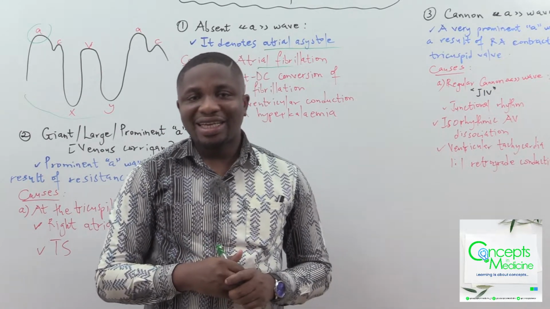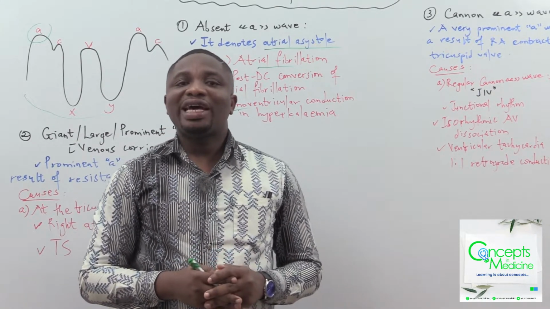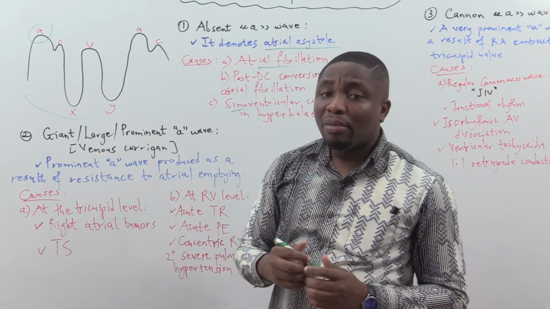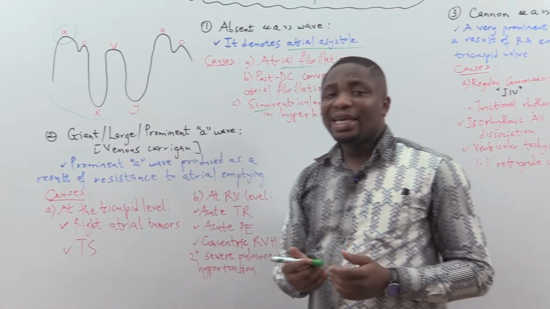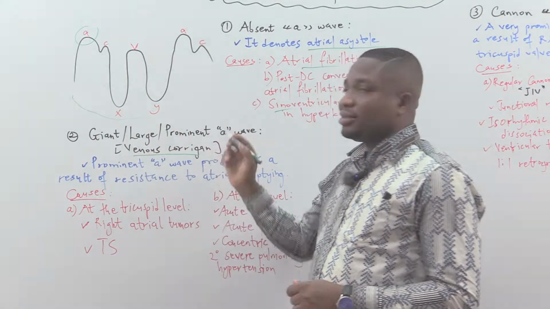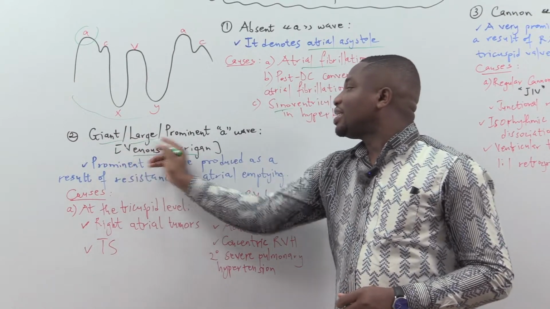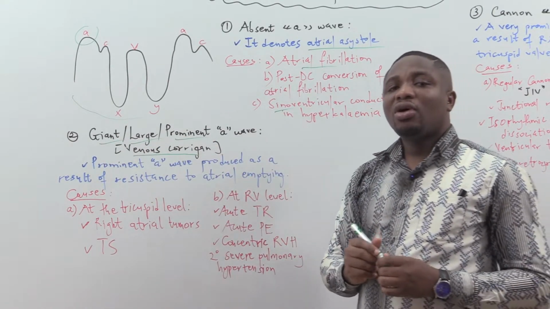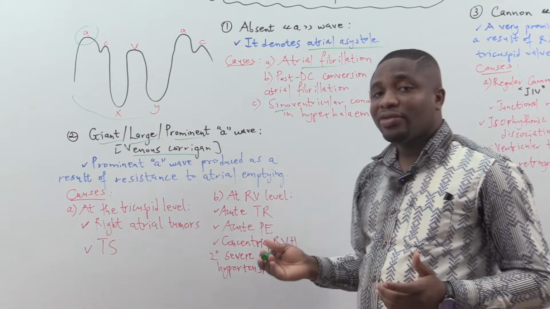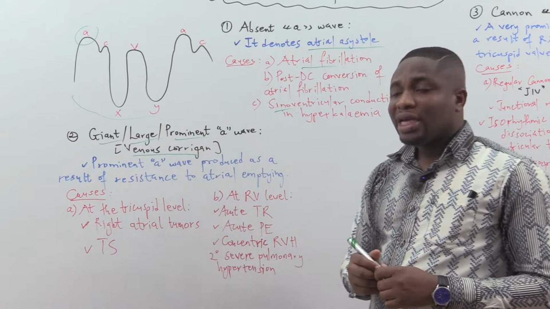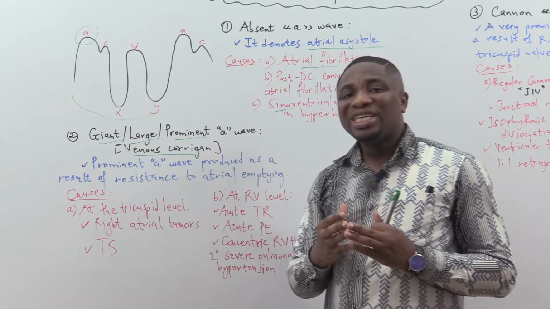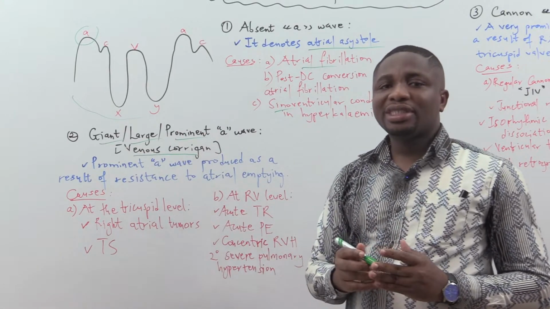Let's move on and look at the second abnormality of the A wave, and we'll call it a large A wave, a prominent A wave, a giant A wave, or also referred to as the venous corrigan. So these are all synonyms. The giant, large, prominent, they are all synonyms of the venous corrigan. So when we say venous corrigan or giant A wave or large A wave, it is simply a prominent A wave produced as a result of resistance to atrial emptying.